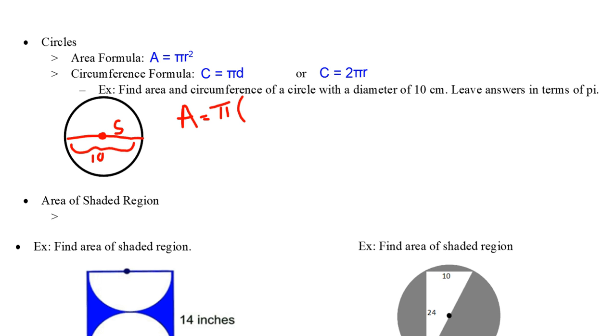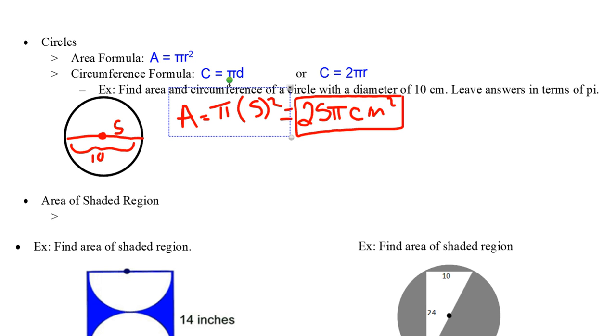So pi times 5 squared is going to give me 25 pi. And my units are centimeters, so area is going to be centimeters squared. So there's the area of that circle.